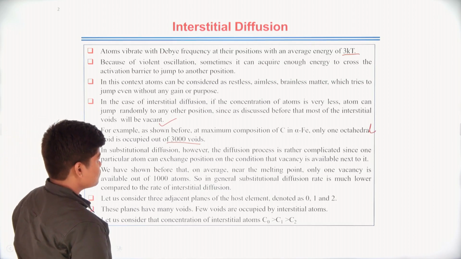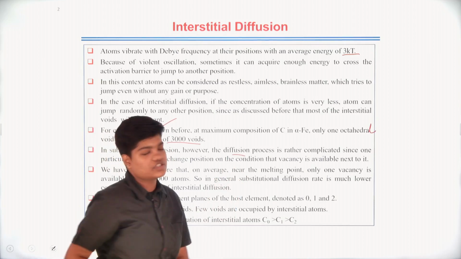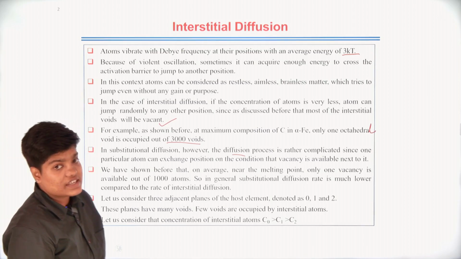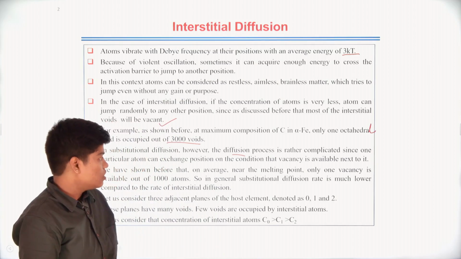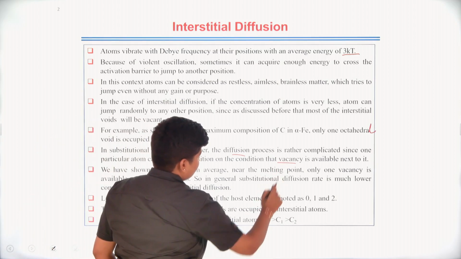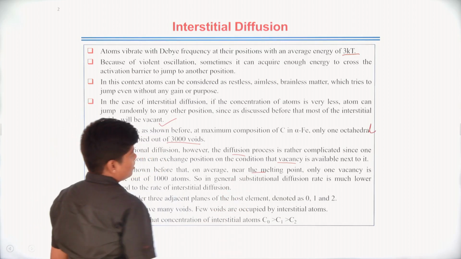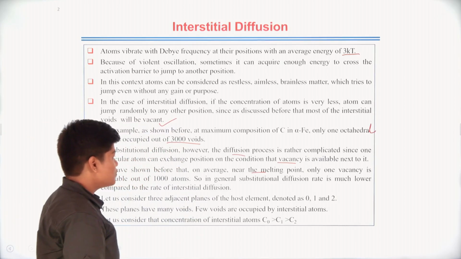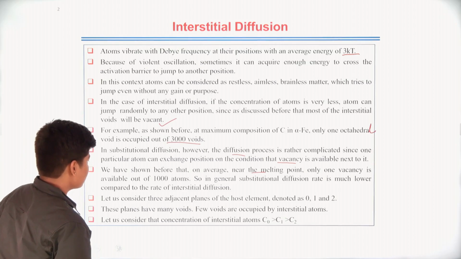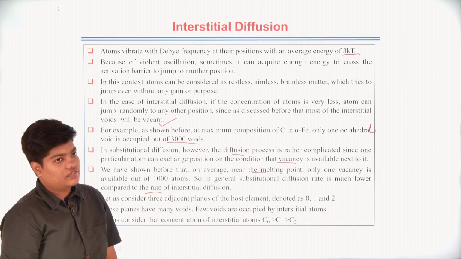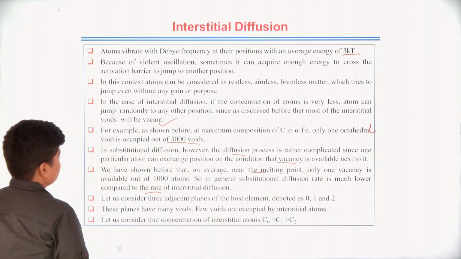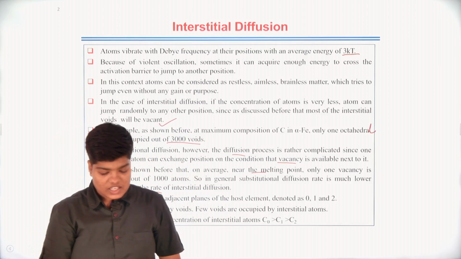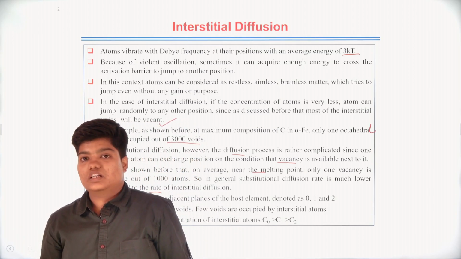In substitutional diffusion, however, the process is rather complicated, because we have to create some vacancy, since the atoms will exchange their position with a vacancy site. The number of vacancies will be more near the melting point. So the substitutional diffusion rate is much slower compared to interstitial diffusion. Now let us cover how interstitial diffusion is carried out between adjacent planes, and which parameters are involved.